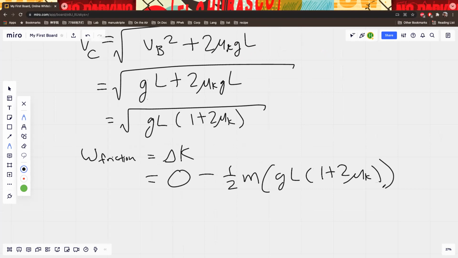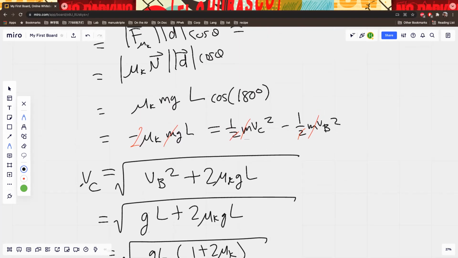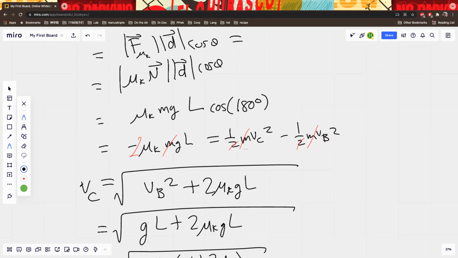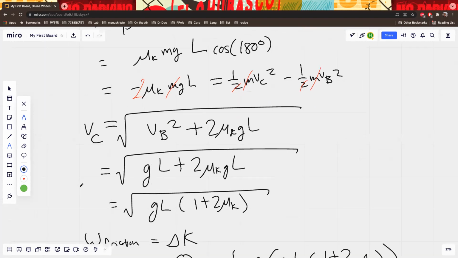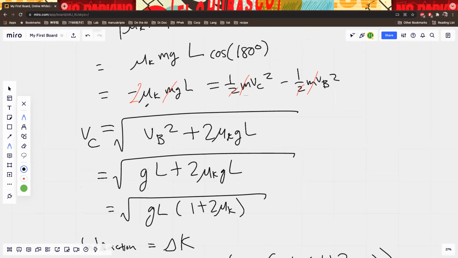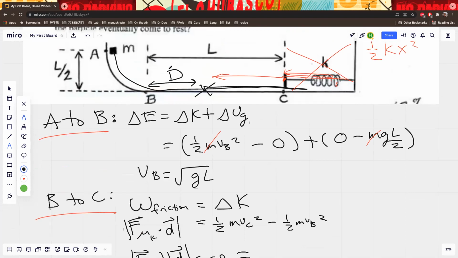Okay, and that's work due to friction. What's the work due to friction here? The work due to friction is what we did up there: minus mu K mg x, because we don't know how far it's going to go. I think I called it capital D here. Okay, yeah, we can call it x, and then D is going to be equal to L minus X.